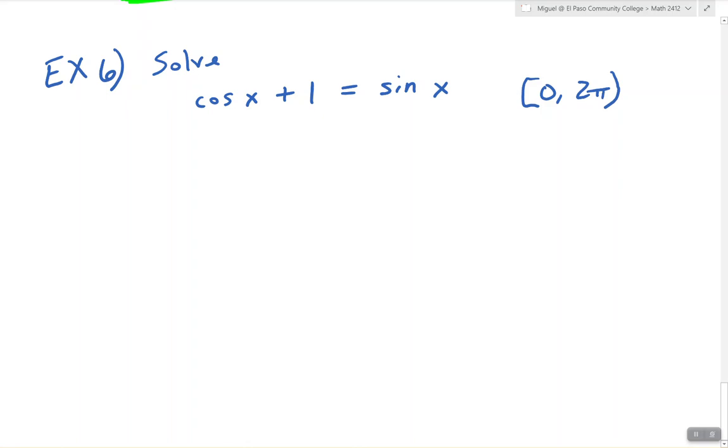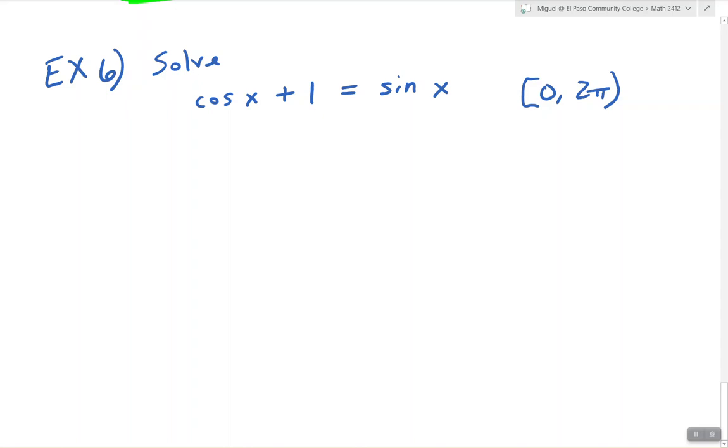So we will not have general solutions, right? We'll just have a finite number of solutions, or possibly no solutions if we find nothing. So essentially we're solving for x.